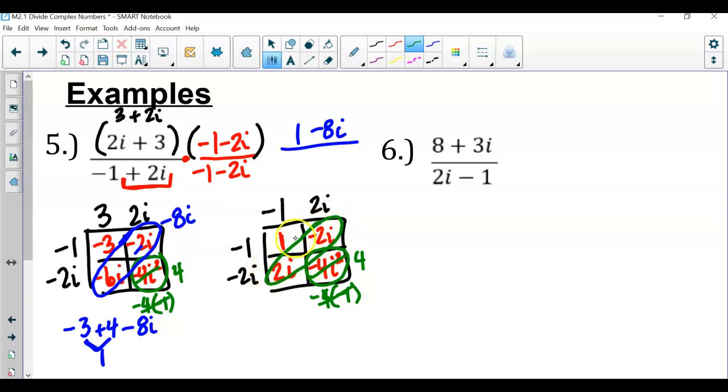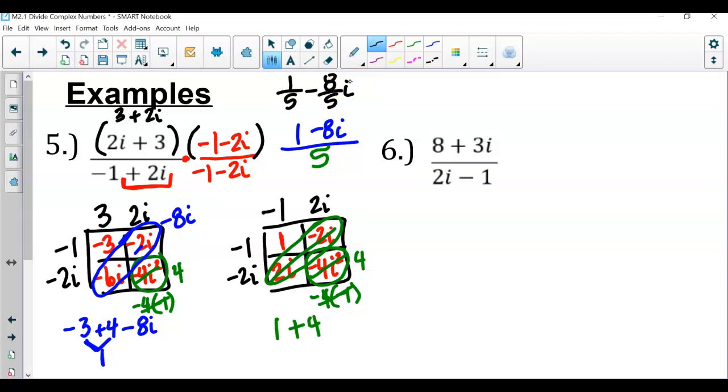Notice now on the diagonal, again, our i's, notice what happens with the conjugates. These cancel out because 2 minus 2 is 0. So really you're just left with 1 plus 4, which is 5. So we can leave it as is, or again, you can practice writing this as 1/5 minus 8/5 i.